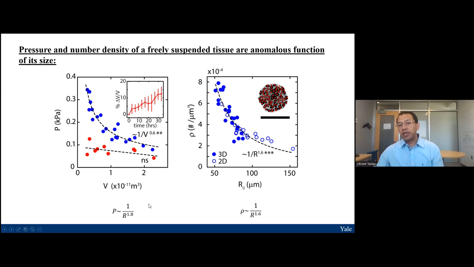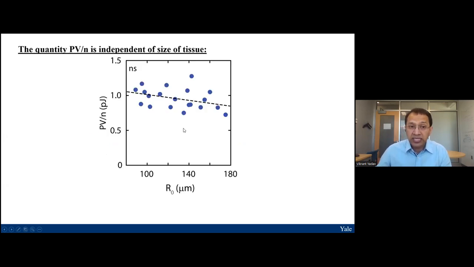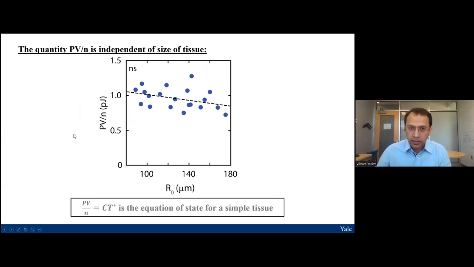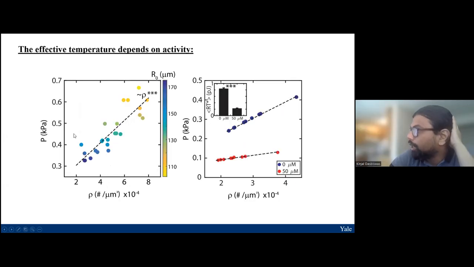Yes, we find that the pressure and the number density of cells in the aggregate scale exactly, or to the experimental limit, the same way. We can combine these together in a way that this quantity is independent of the size. Okay, that totally makes sense.